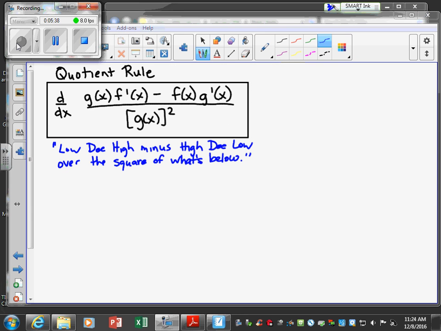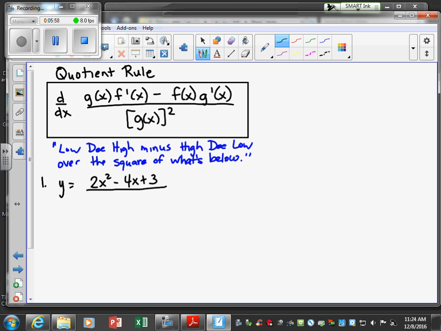Okay, so next we'll have our quotient rule. And so when we have a function, it may help to remember this saying. Let me give you an example first of all. So if I give you y equals 2x squared minus 4x plus 3, that's your f of x function, and your g of x would be 2 minus 3x. So this saying right here helps you remember the quotient rule.